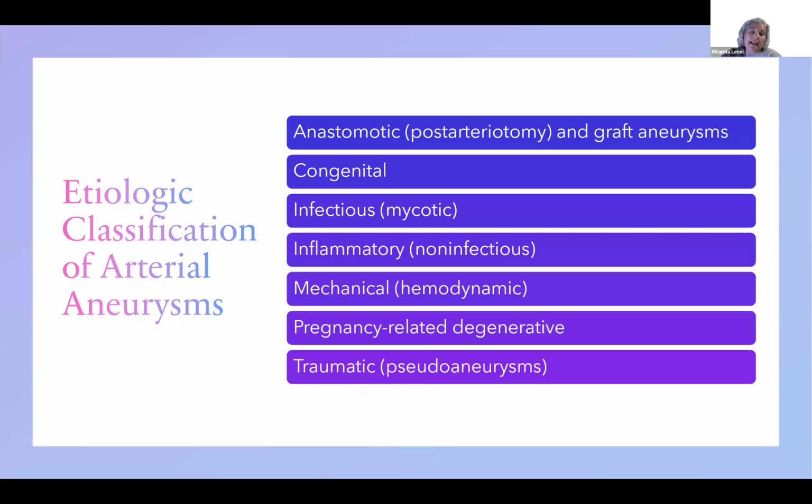Etiologic classification of arterial aneurysms. So we have anastomotic and graft aneurysms, which are caused by infection of the anterior wall. The arterial wall fails, and then we could have a suture or graft failure as well. We can have congenital associated with connective tissue disorders. So that could be like your Marfan syndrome, your Ehlers-Danlos syndrome, and other diseases, focal medial agenesis, and tuberous sclerosis.